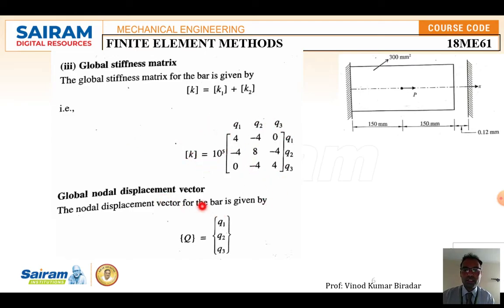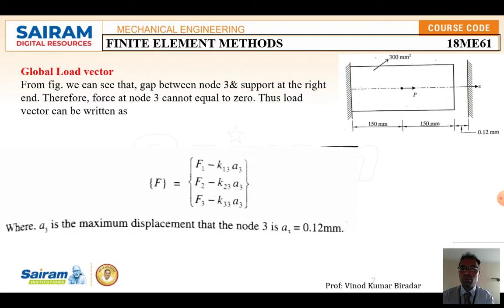The nodal displacement vector is q1, q2, q3, since there are 3 nodes, that is u1, u2, u3, both are the same. Now the global load vector, the force vector, is most important here.